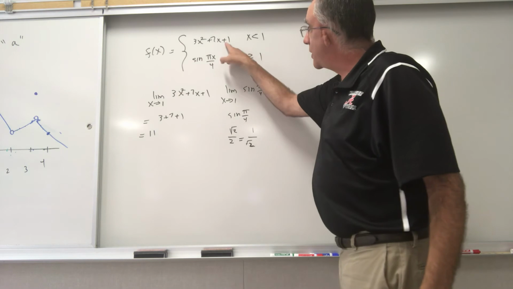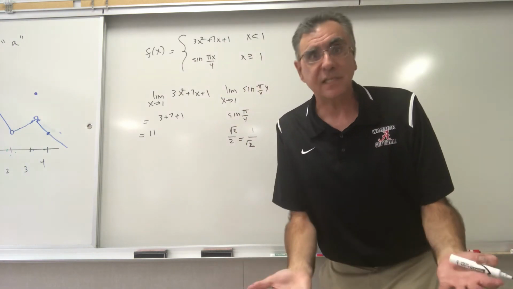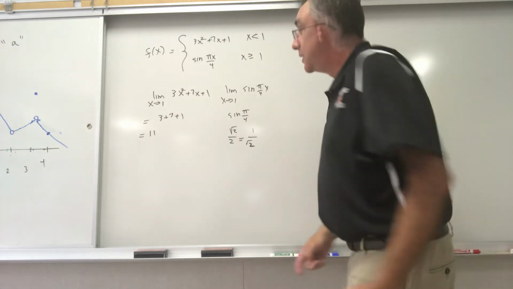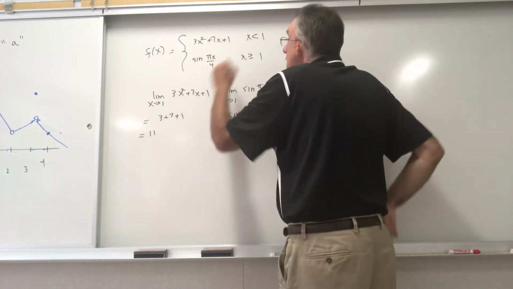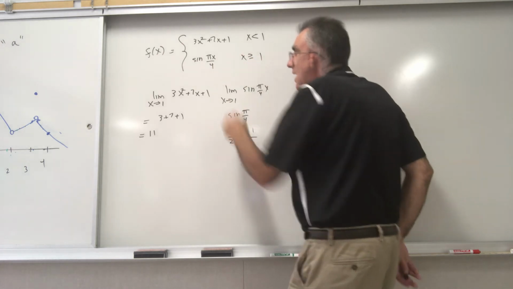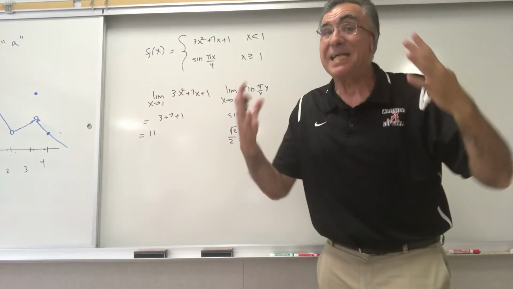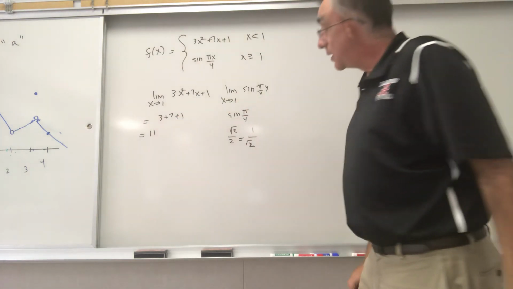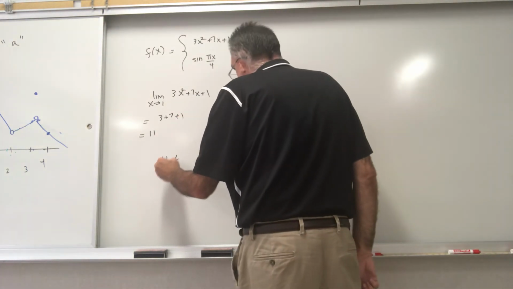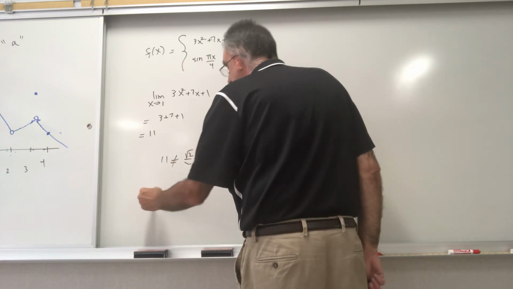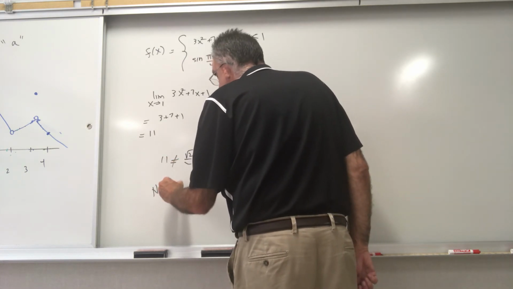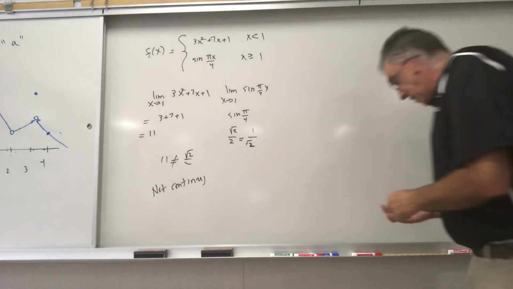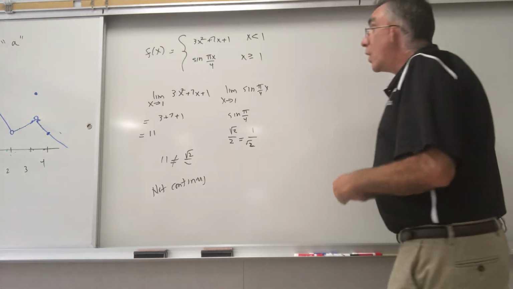Now, you probably realize there's a really nice shortcut. Just put the 1 in here and the 1 in here and see if they're the same or not. If they're the same, it's continuous. If they're not, it's not continuous. But technically, you're not supposed to put the 1 in. Technically, when you're putting the 1 in, you're really taking limits, hence the reason I wrote the limit notation. So, 11 does not equal root 2 over 2, so it's not continuous.